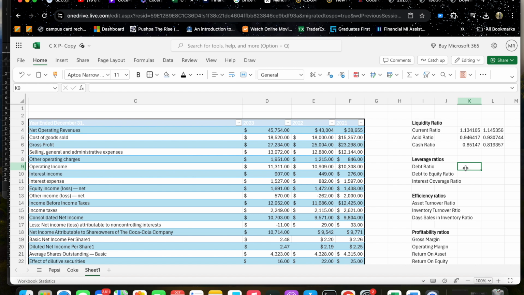Now we are going to find the leverage ratios here. So leverage ratio is simply the debt ratio. The debt ratio would be simply the total liabilities divided by the total asset.